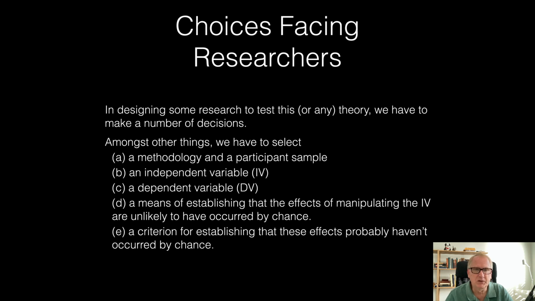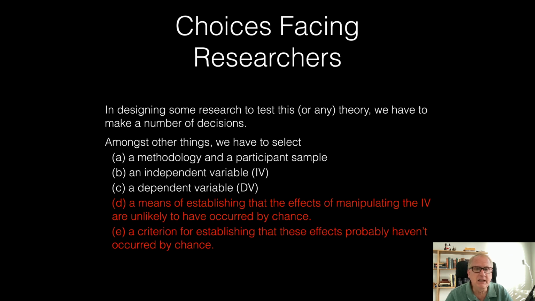These are choices that face researchers. In designing research to test this or any kind of theory, we have to make a number of decisions. Among these things, we have to select a methodology and who our participants are. We have to figure out what the independent variable is going to be and the dependent variable. We have to have a means of establishing that the effects of manipulating the independent variable are unlikely to have occurred by chance. And we have to have a criterion for establishing that these effects probably haven't occurred by chance.